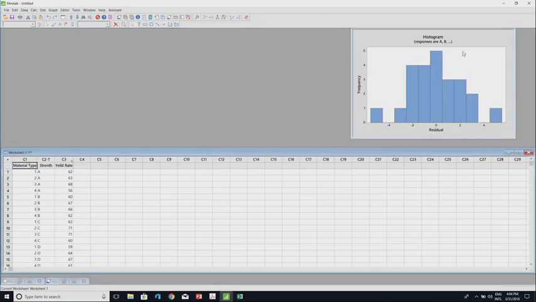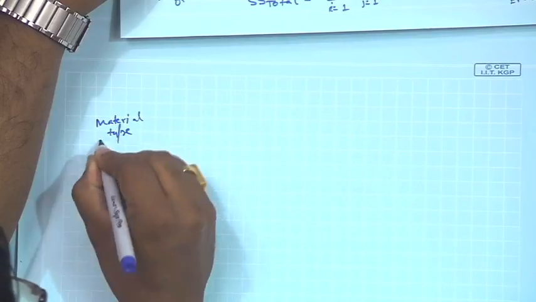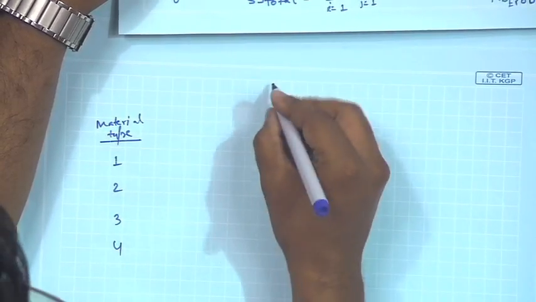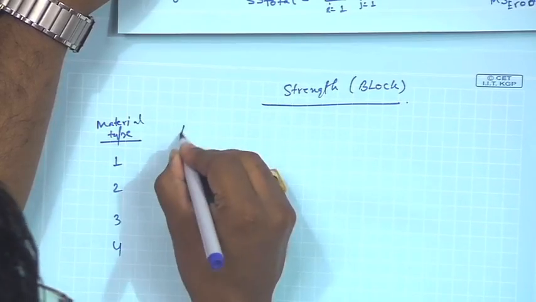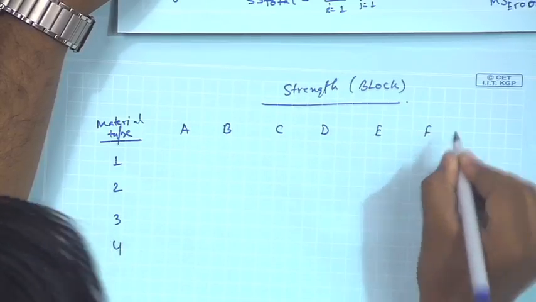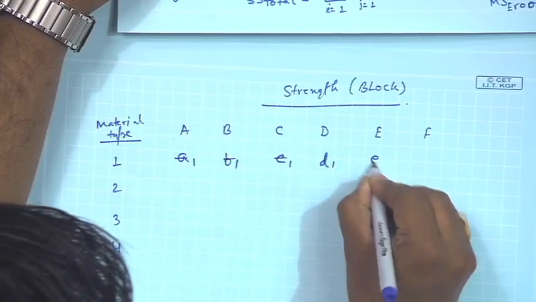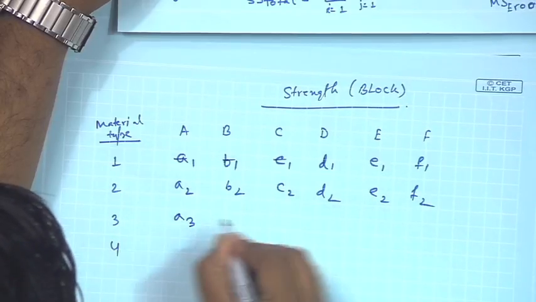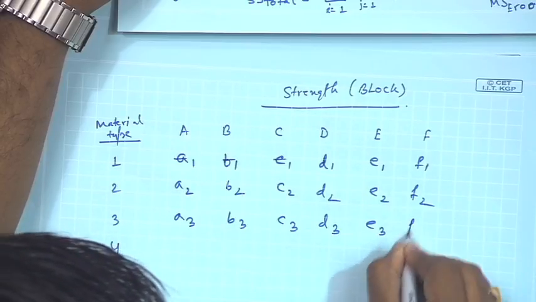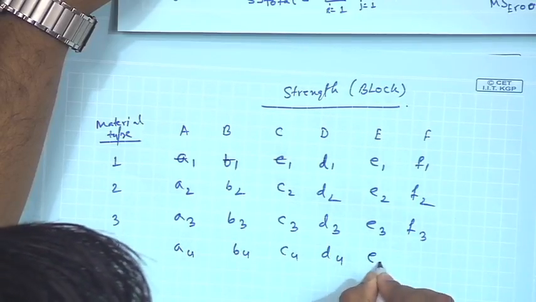So, manually, suppose this is our material type in this example. All the levels are 1, 2, 3, 4, and this is the strength that we have taken as block: A, B, C, D, E, F, and all the values are there. Suppose it is A1, B1, C1, D1, E1, F1, A2, B2, C2, D2, E2, F2, A3, B3, C3, D3, E3, F3, then A4, B4, C4, D4, E4, F4.